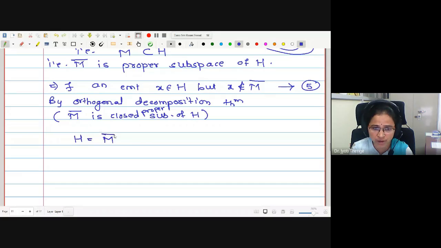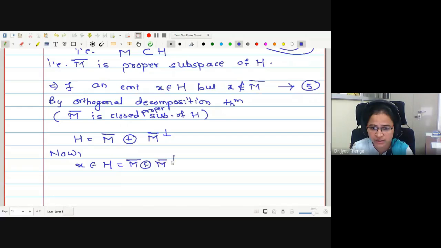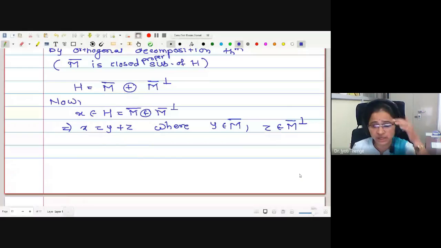Therefore, H I can write as M bar direct sum M bar complement, M bar perp. Now, any element X in H, where H is M bar direct sum M bar complement, can be written as Y plus Z, where Y is in M bar and Z is in M bar complement, M bar perp.